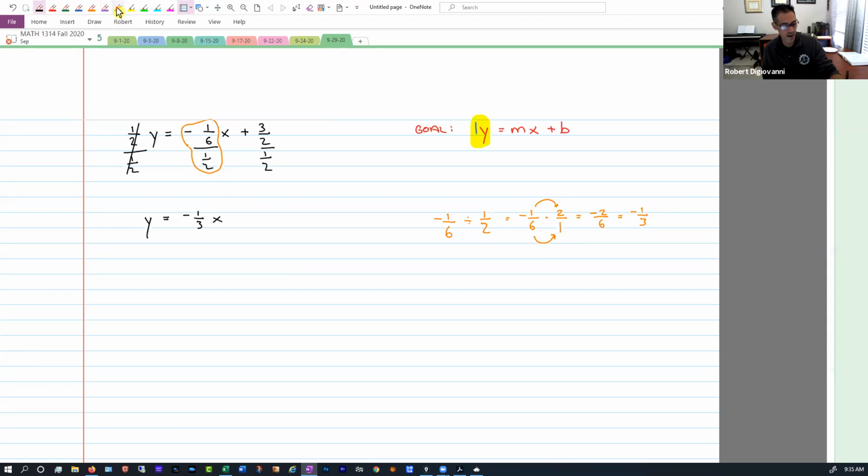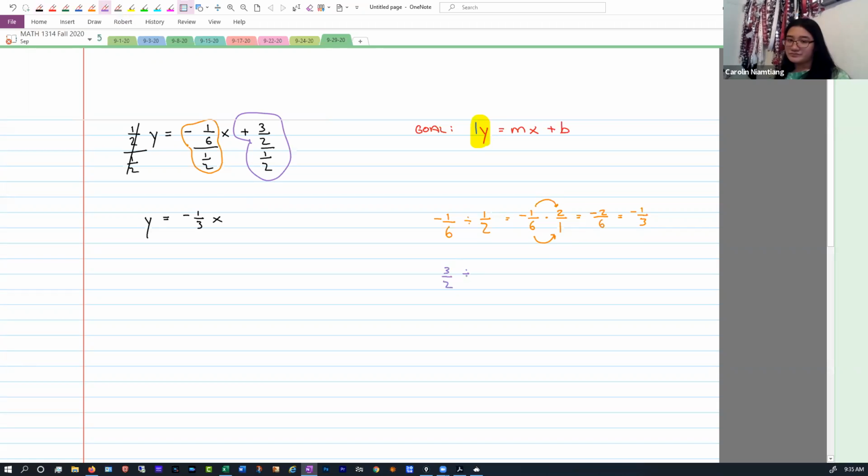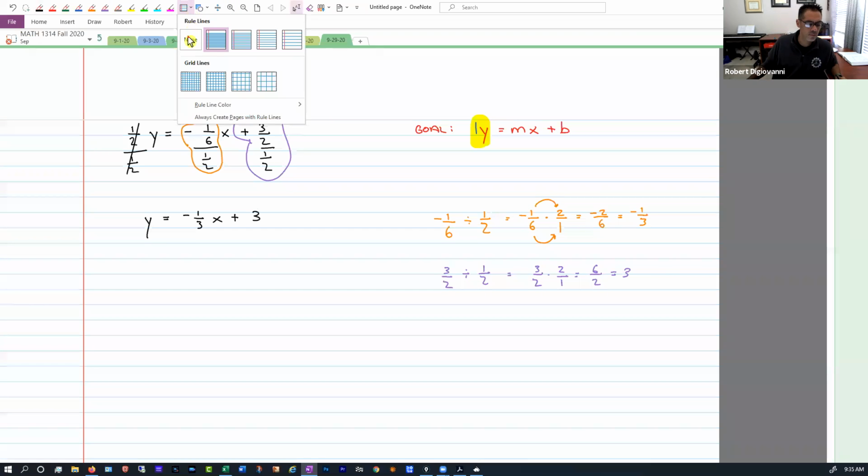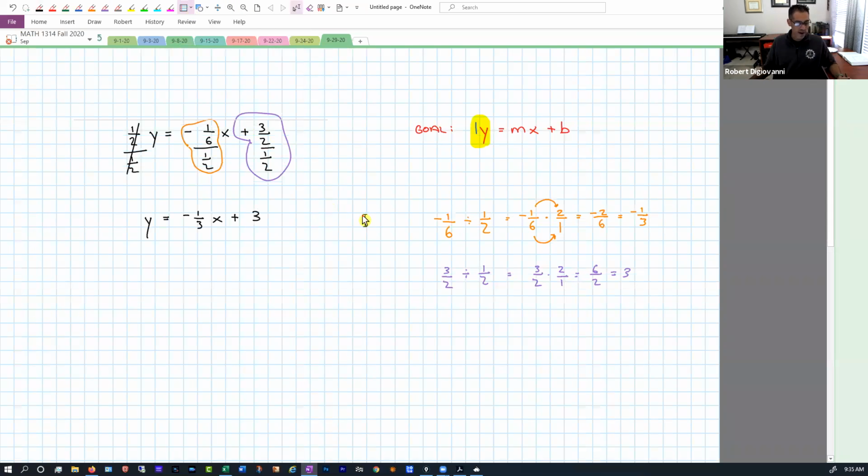And then we now need to do this part right here, which is going to be 3/2 divided by 1/2. And again, keep dot flip, 3/2 times 2 over 1. Multiply straight across, you get 6 over 2, which equals 3. So this will become +3. Does that all make sense, Carolyn, everyone? Yes. Yeah, okay, so now we have it.